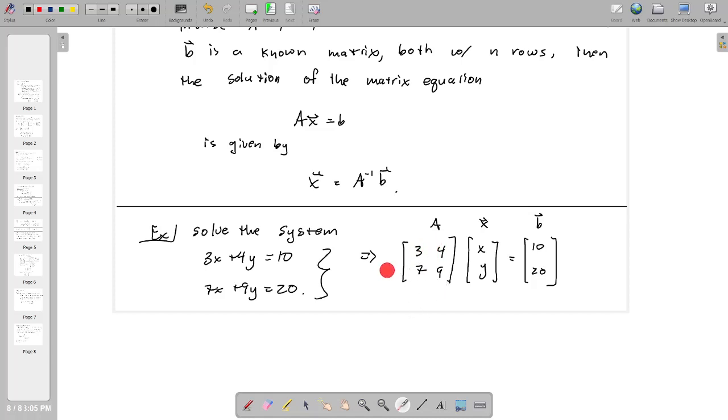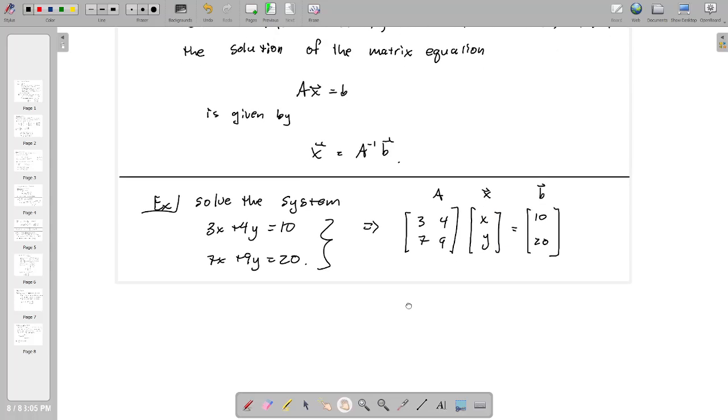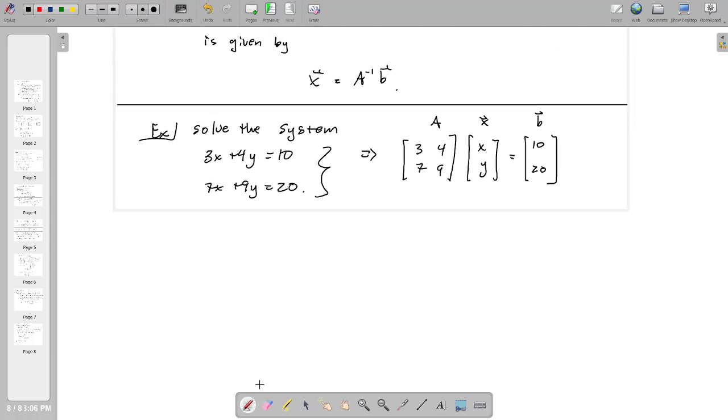You have to left multiply. Right multiplying won't do anything because you have the X right here. So you need to left multiply, remembering that matrix multiplication is not commutative.